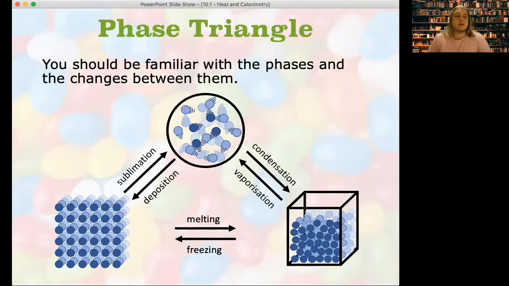We've got a solid, bottom left, melts into a liquid, the liquid freezes back into a solid, the liquid vaporizes into a gas, which condenses back into a liquid, and a solid that goes straight to a gas is sublimation, and it deposits, or deposition, back into a solid. So you should all be familiar with that. We're not going to go into any more detail on that, other than to point out that evaporation is vaporization that just occurs when it's not the whole liquid all at once, right?